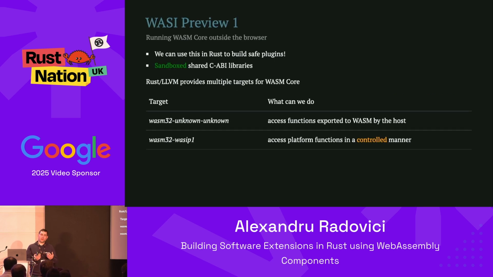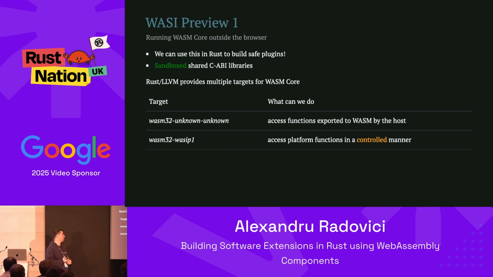And a lot of languages added support to WebAssembly, and Rust, due to LLVM, actually has 2 targets for this. One is WebAssembly 32 bits, only 32 bits for now, unknown unknown. This is basically the WebAssembly module. It's just processing. It has no support for files, for networking, anything. You can run things fast. And it's your job to export functions to WebAssembly.